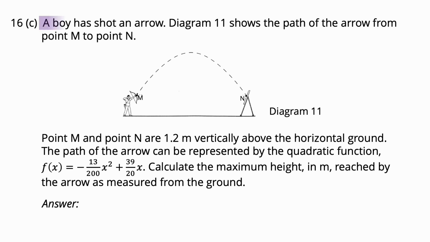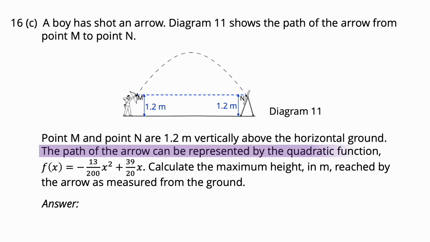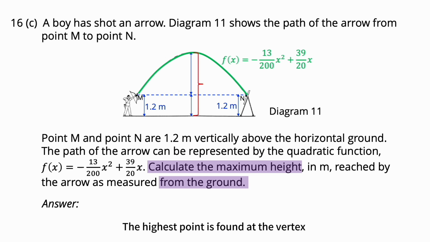C. A boy has shot an arrow. Diagram 11 shows the path of the arrow from point M to point N. Point M and point N are 1.2 m vertically above the horizontal ground, 1.2 m above the ground. The path of the arrow can be represented by the quadratic function, which forms a curve that opens downward. Calculate the maximum height from the ground. The highest point is found at the vertex, the turning point, of the quadratic curve.